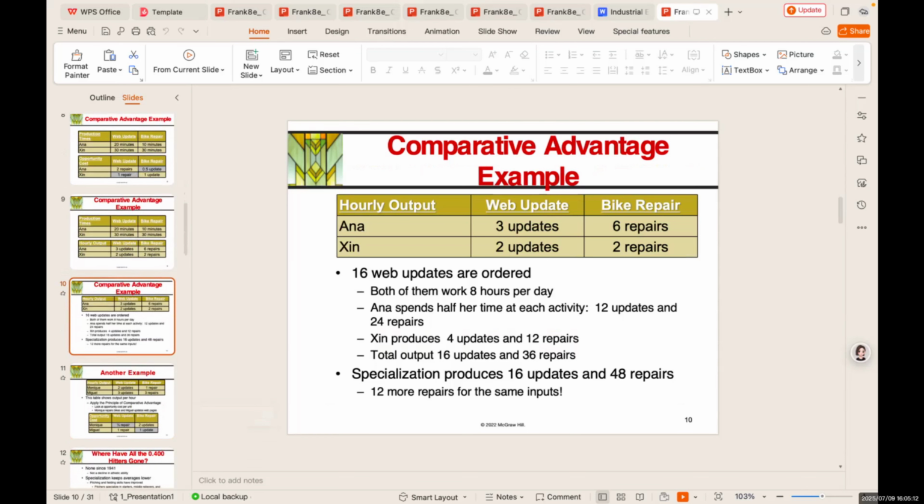Okay, let's see another example. If we think about the hourly output, the calculation of the opportunity cost is a little bit different from the previous scenario, but the logic is the same. We should start from the definition of opportunity cost. That is the cost of choosing to do one task, expressed in terms of the other task. You can try to calculate the opportunity cost for each task and see whether it is the same as the answer in this table.